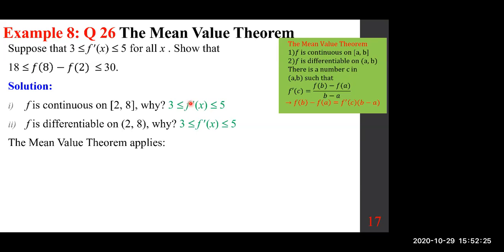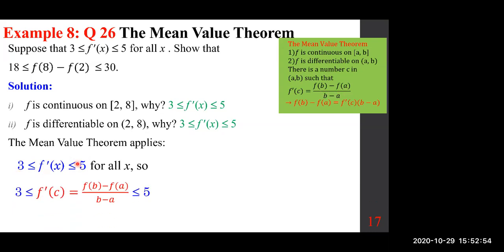Now, let's go with this statement. F prime is between 3 and 5, everybody. So let's write it. F prime is between 3 and 5 for all x. So if f prime is between 3 and 5, that means f prime of c, which equals f of b minus f of a over b minus a, must be between 3 and 5. That must be the case.